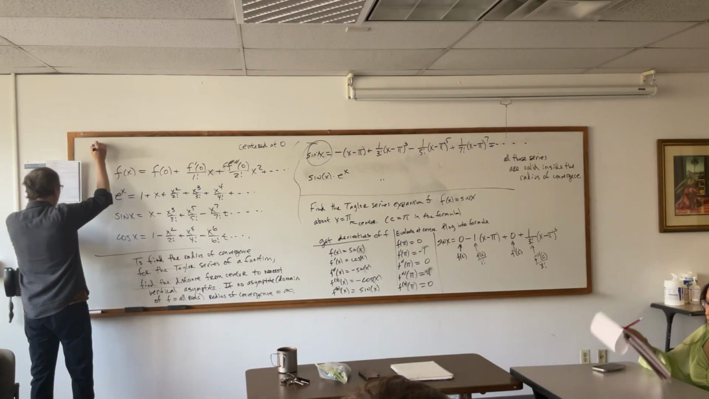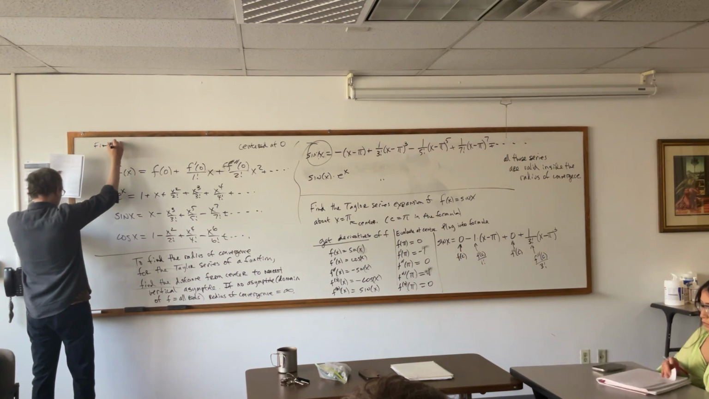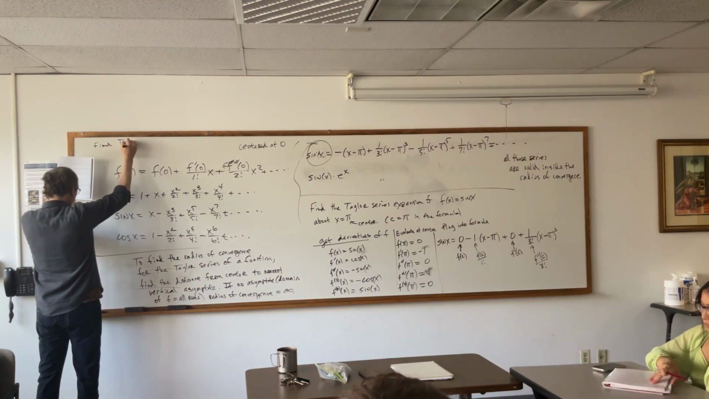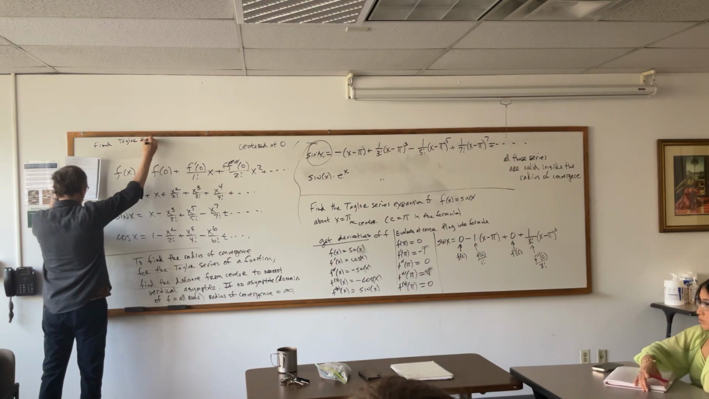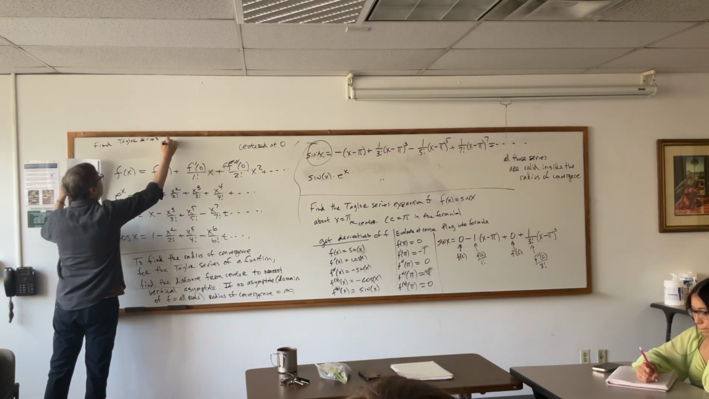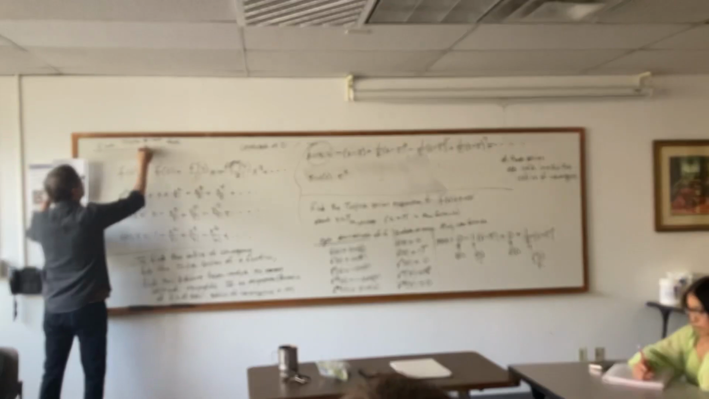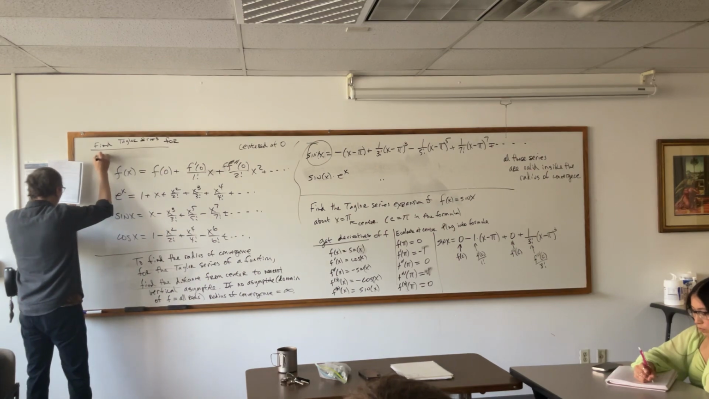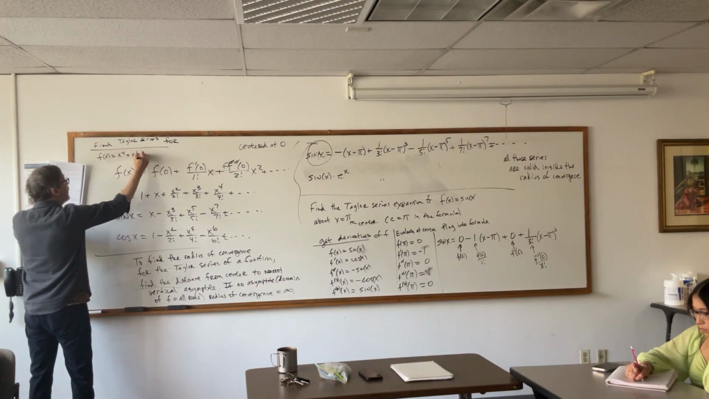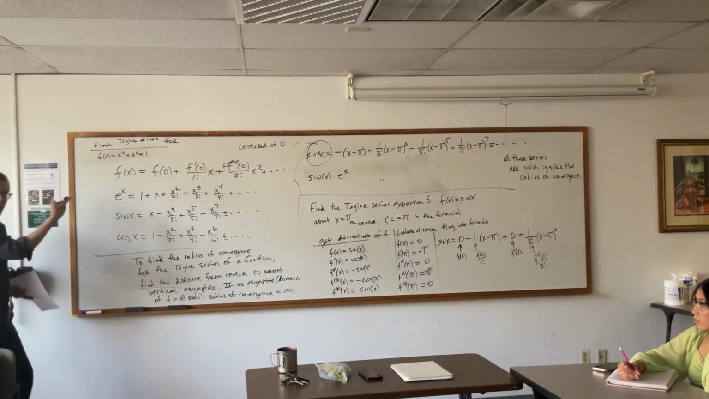Because I would like you to find the Taylor series for, and this is going to be a nice chill one, you're going to like this, f of x equals x to the fourth plus x squared plus 1. A nice finite polynomial.